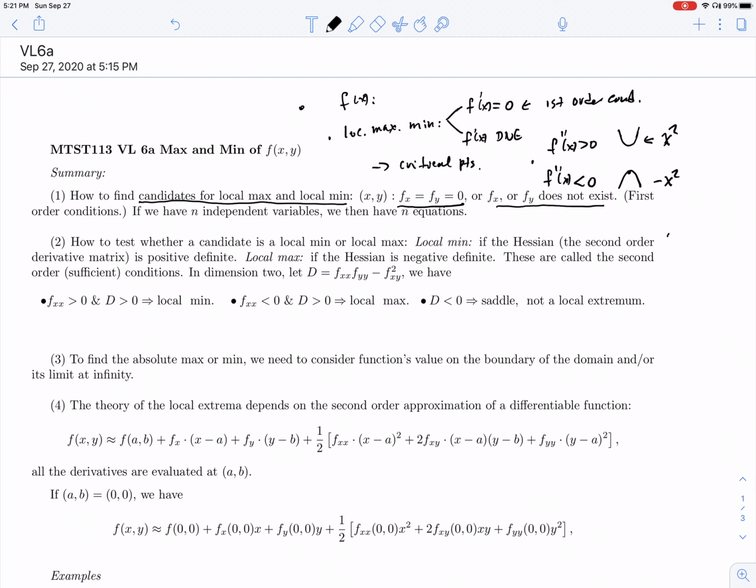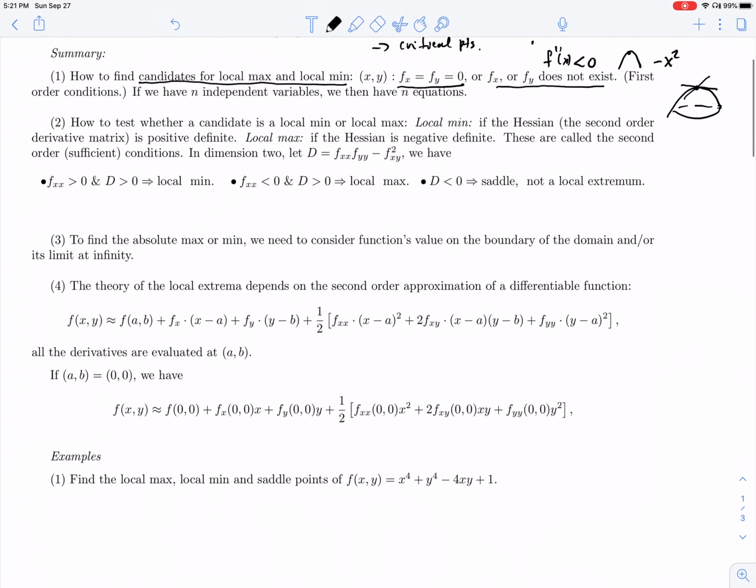You can just use a local max to look at it. If you have a local max, then both partial derivatives must be 0. Both tangent lines in the x or y direction should be horizontal. So this is how we determine if it's a critical value. But from critical values, we need to determine whether it's local max or local min. And here we have the so-called second order conditions. Let's look at the second order conditions.